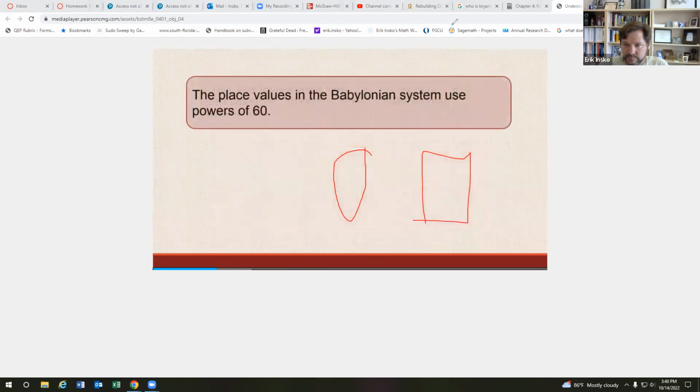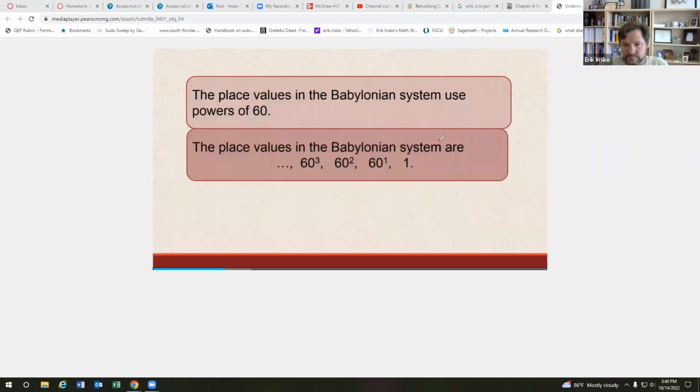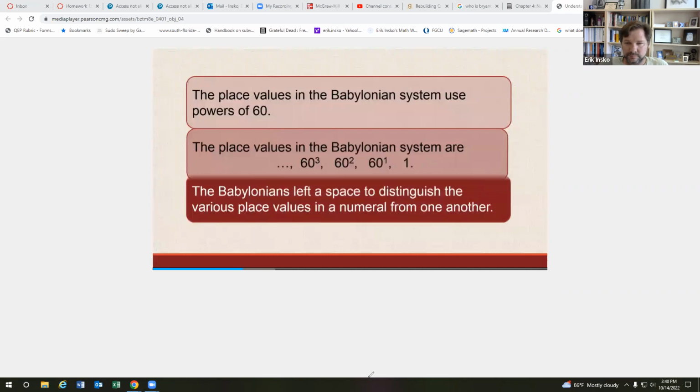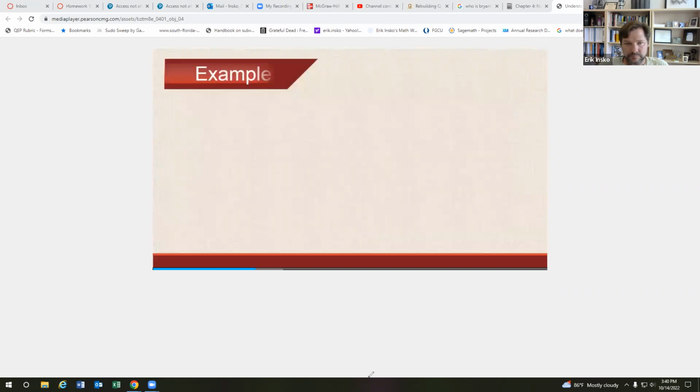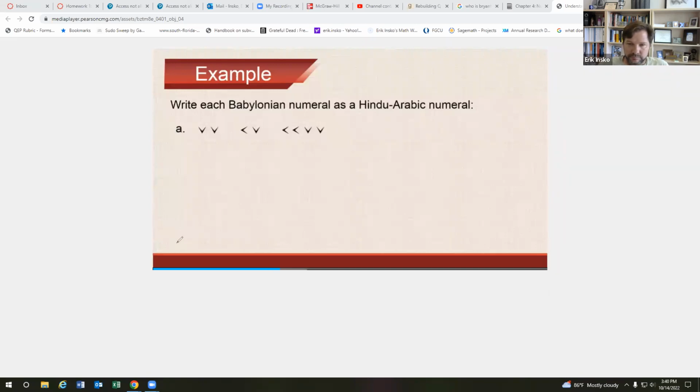The place values in the Babylonian system use powers of 60. The place values in the Babylonian system are all powers of 60 down to 60 cubed, 60 squared, 60 to the 1st power, and 1. The Babylonians left a space to distinguish the various place values in the numeral from one another. Let's take a look at an example converting from Babylonian numerals to Hindu-Arabic numerals. Write each Babylonian numeral as a Hindu-Arabic numeral. To change a Babylonian numeral to a Hindu-Arabic numeral, we will represent the numeral in each place as a familiar Hindu-Arabic numeral using 1 for a vertical chevron and 10 for a sideways chevron. Multiply each Hindu-Arabic numeral by its respective place value. Then find the sum of these products.